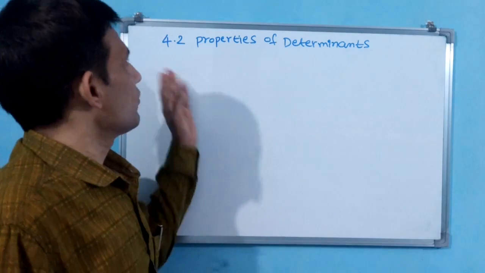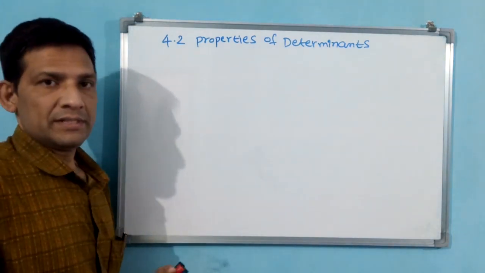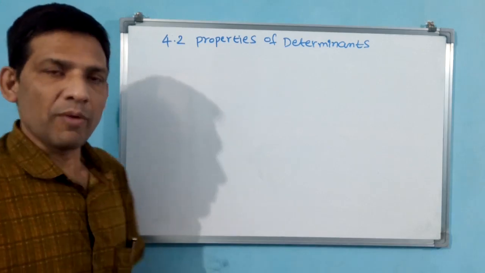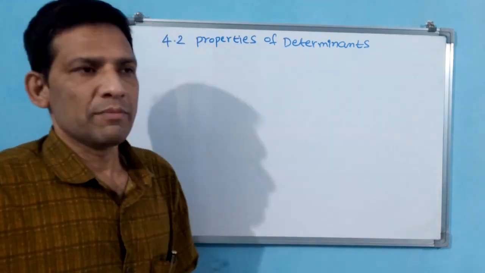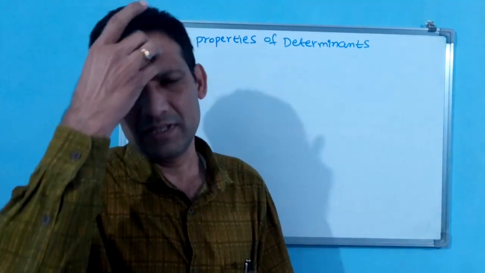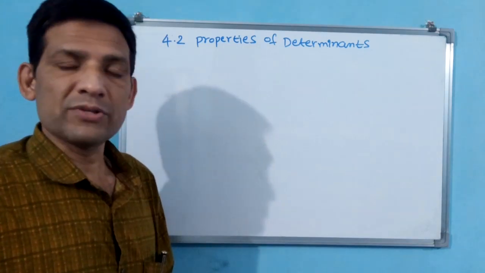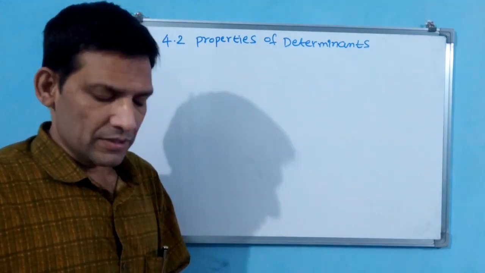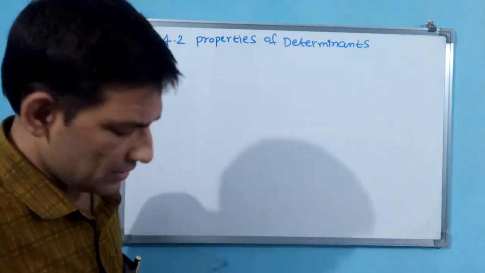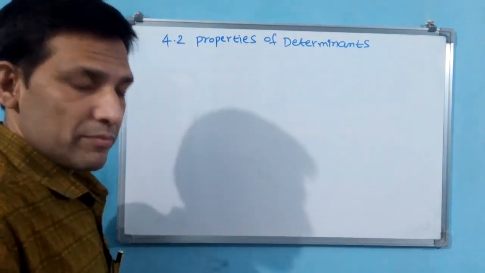What are the 4.2 concepts? Properties of determinants. We have to see the properties of determinants: if we change anything, what change will occur. Let us see, 6 properties are there. These 6 properties you have to learn by heart. These are very important. Let me write them one by one.